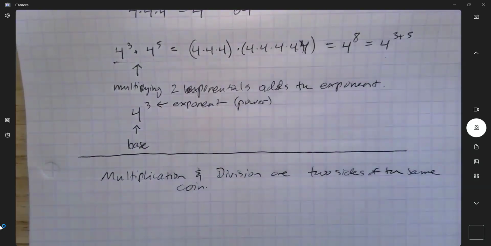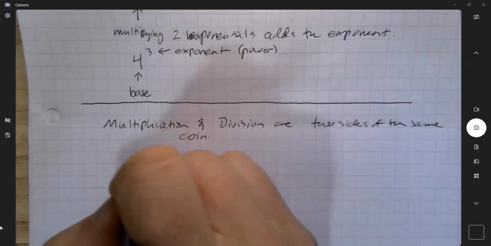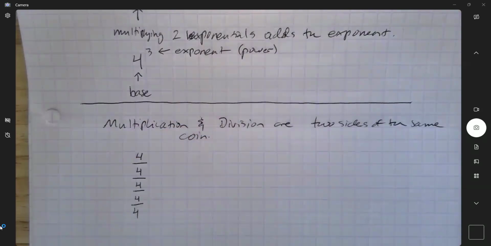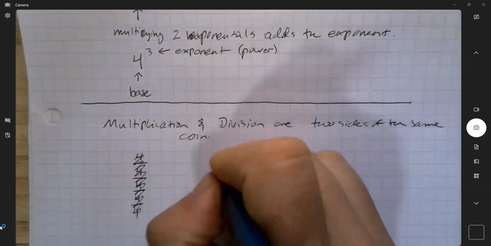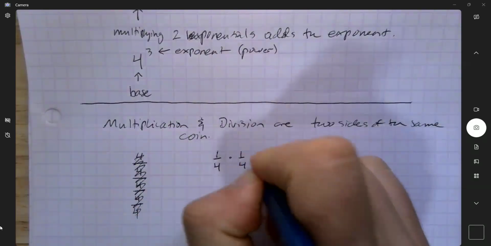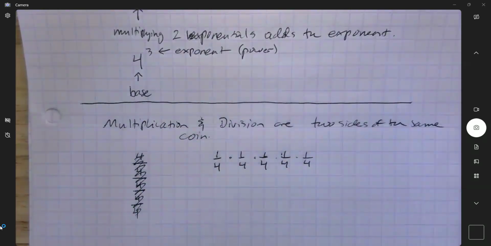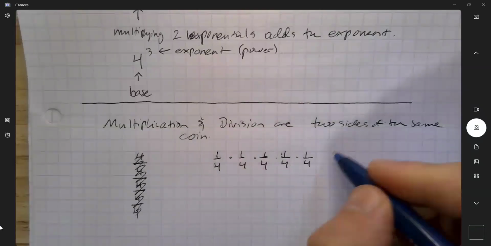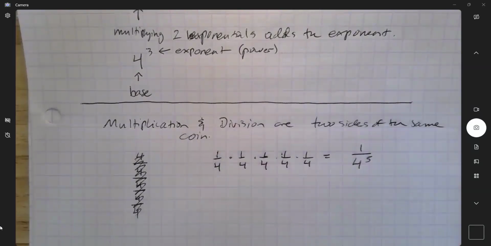So it would make sense if we have some kind of exponential notation for repeated division. Nobody writes something like 4 divided by 4 divided by 4 divided by 4 divided by 4. Nobody would ever write that, I hope. Instead, we would think about multiplying fractions. So repeated division by 4 is the same as repeated multiplication by 1/4. And so we can write that as 1 divided by 4 to the 5th.